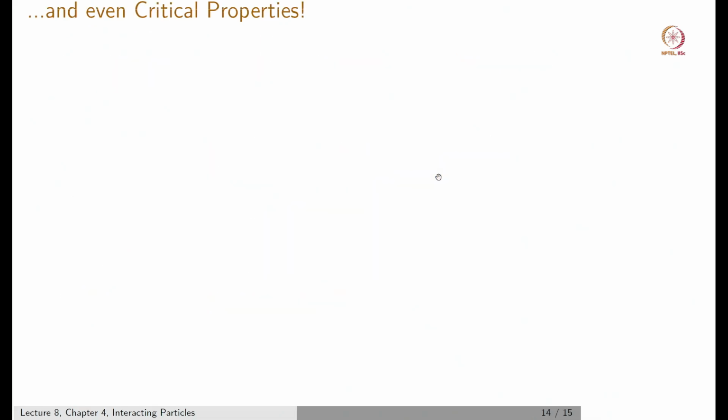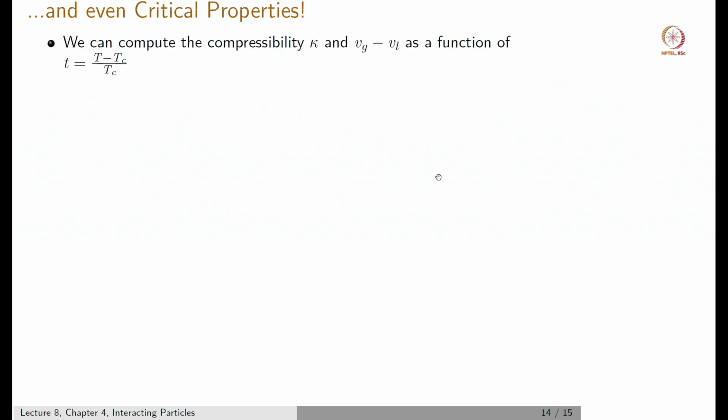Okay. So, we have got the phase diagram, and I am going to show you that we can do much more. We can even compute the critical properties. Remember, whenever I have a critical point, you get universal physics, namely you will get things that are independent of the microscopic details. So, let us see if that works out.